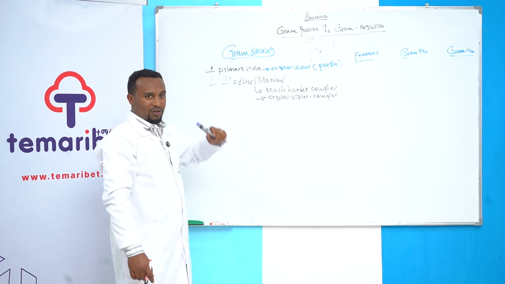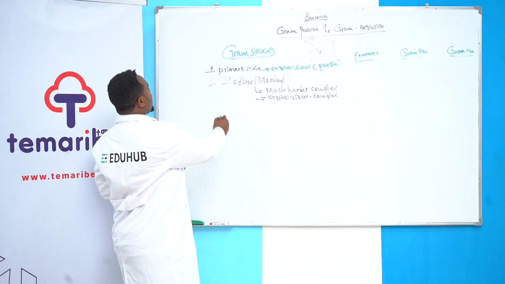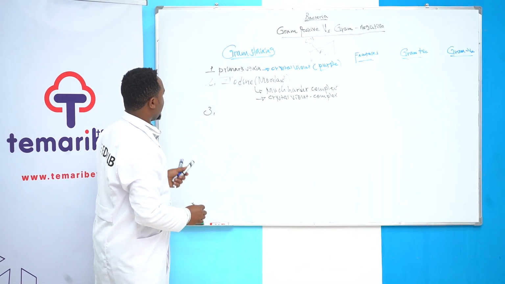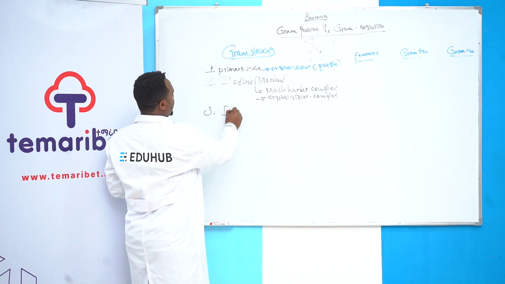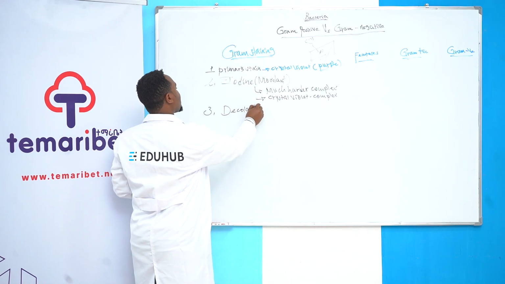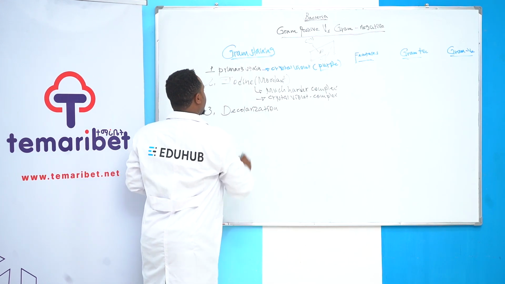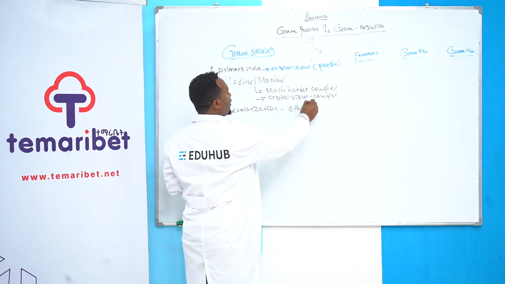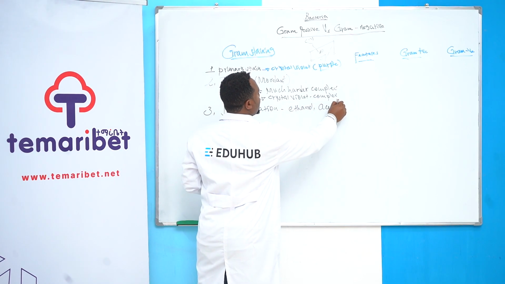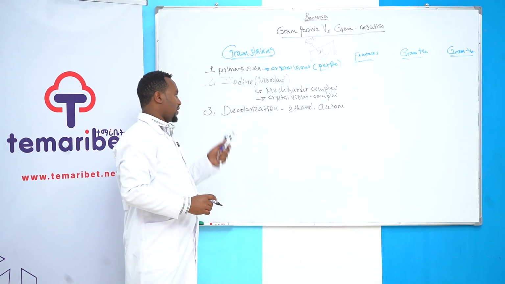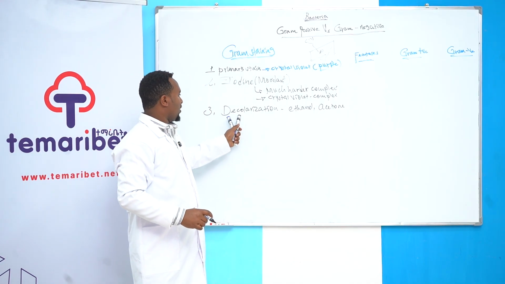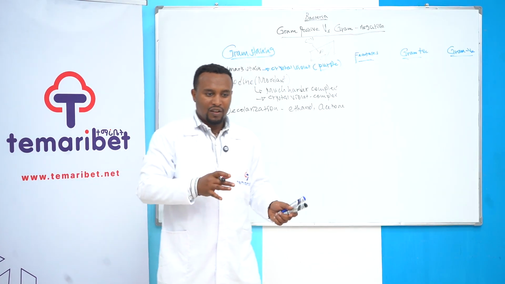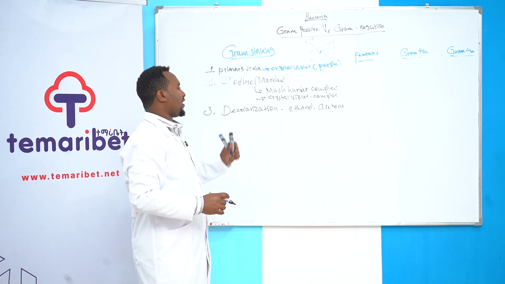The third stage of the gram staining technique is decolorization. In this stage we add ethanol or acetone. This is an important stage because here we can distinguish the gram-positive and gram-negative bacteria. Actually, it's not the final stage.